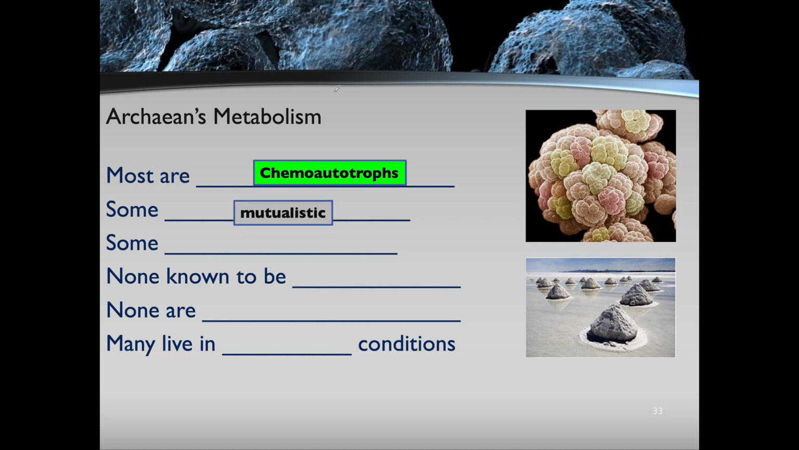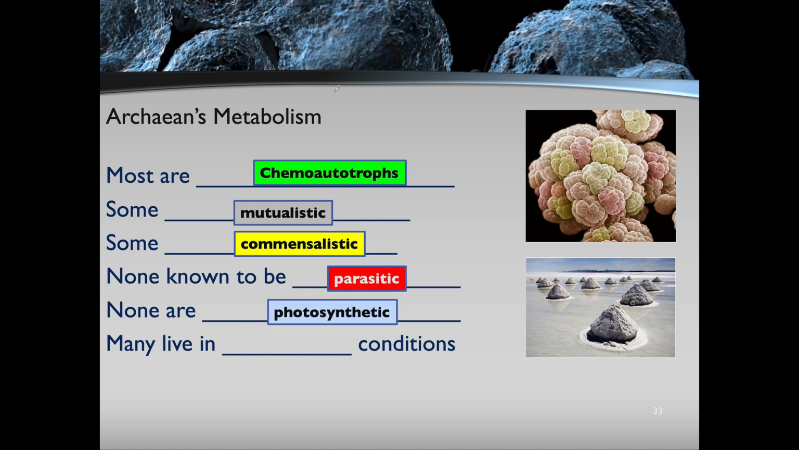Some are mutualistic, so they live in a close harmony or relationship with another species where they both benefit. Some are commensalistic. What that means is that ultimately one will benefit and the other one will just exist without having a benefit or harm. None are known to be parasitic, so none that we have found yet hurt our species or other species. None are photosynthetic, so that must mean that we're going to find them in places where light is really not to their advantage at all.